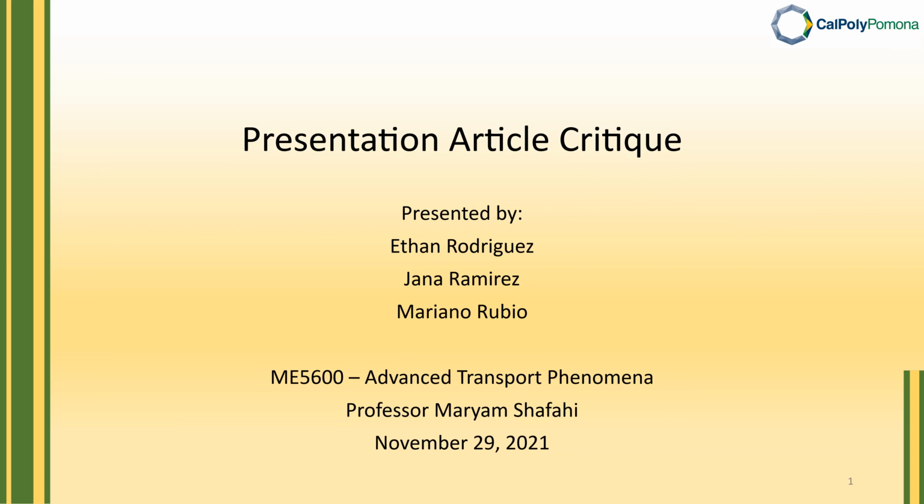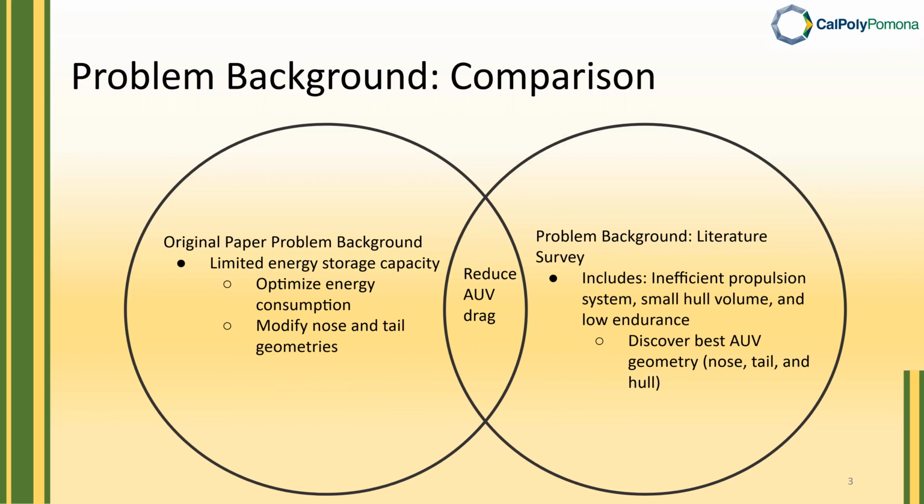Next slide, please. The authors of our assigned research paper stated the problem of AUVs as a single idea, which is the limited energy storage capacity within an AUV. The approach they took was to optimize the energy consumption by modifying the nose and tail geometries, thereby effectively reducing the drag force. And from our literature survey, we found that increasing propulsion efficiency, hull volume, and endurance are listed as the impetus for optimal AUV design. Therefore, every study focused on finding the best AUV geometry. As a result, we can see that minimizing drag force is a shared objective amongst each paper. Next slide, please.